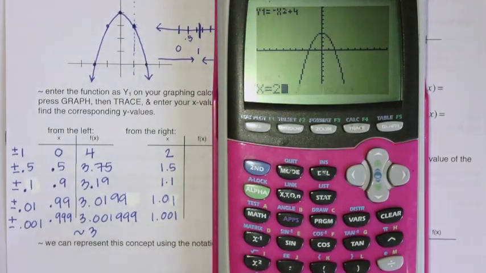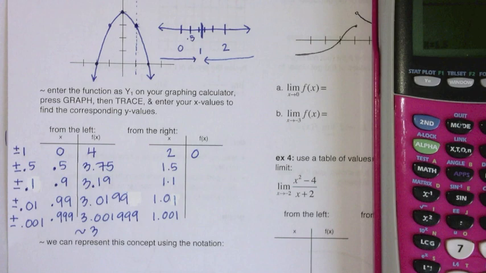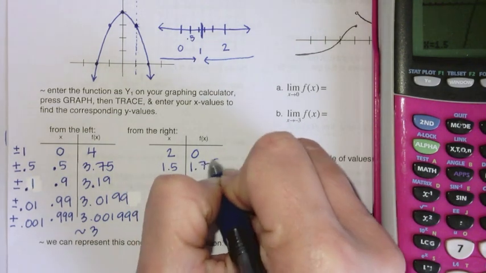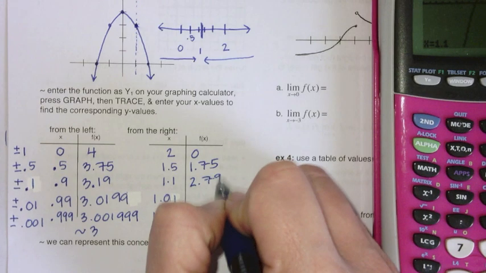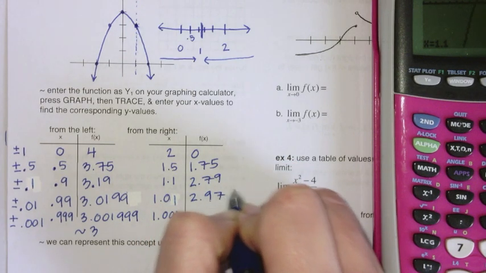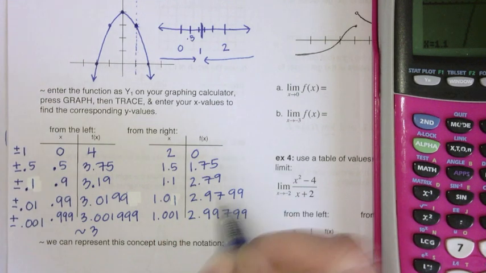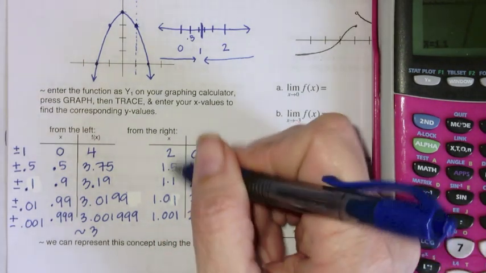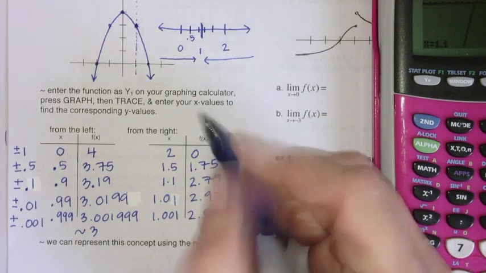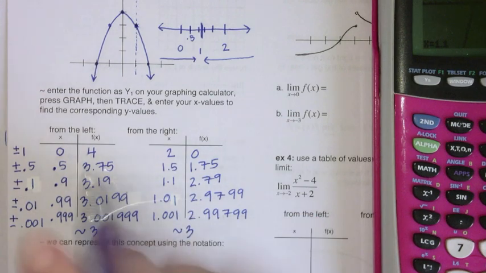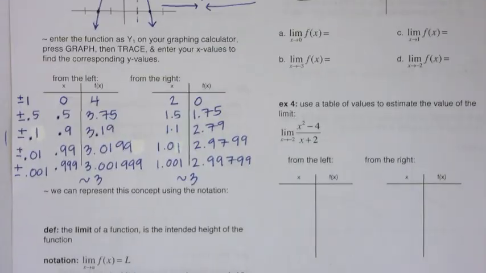So again, type in 2, get your value, it's 0. Type in 1.5, get your value, 1.75. Okay, you guys get the picture. I can't keep typing those in. As x is coming in from the right and getting closer to 1, what are the y values getting closer to? Approximately 3.